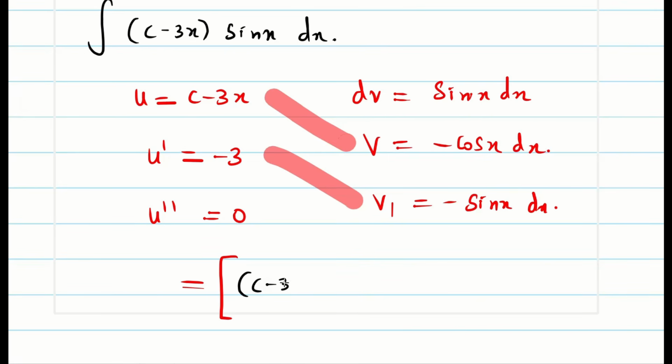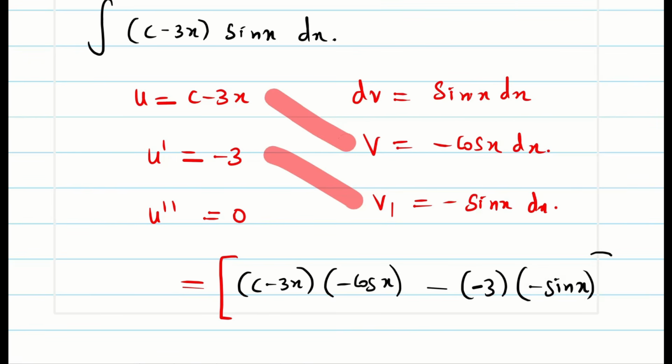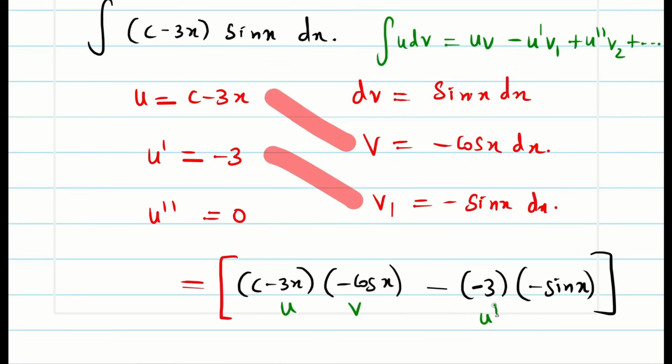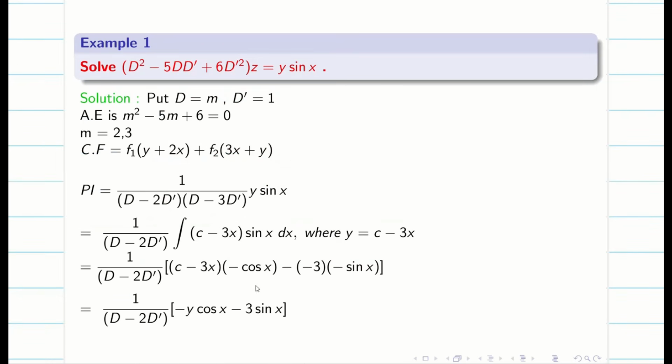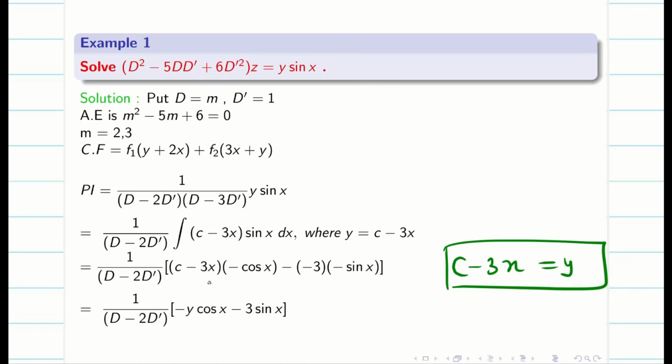So the answer is (c minus 3x)(minus cos x) minus (minus 3)(minus sin x), because the Bernoulli formula is integral u dv equals uv minus u dash v1 plus u double dash v2 etc. Here only 2 terms exist. The first term uv, then u dash v1. Hope you understand. Now let us substitute in this problem. So when we integrate, we get this. When we simplify this, we get minus y cos x minus 3 sin x. Since the integration is over, now c minus 3x should be replaced by y. That's what I did here.